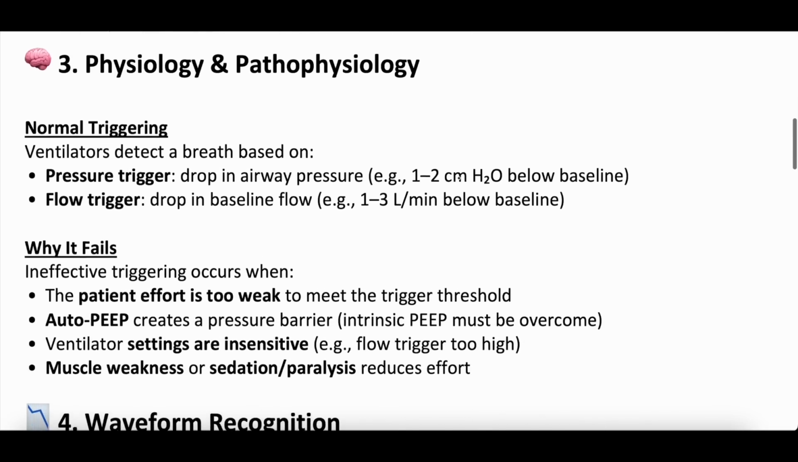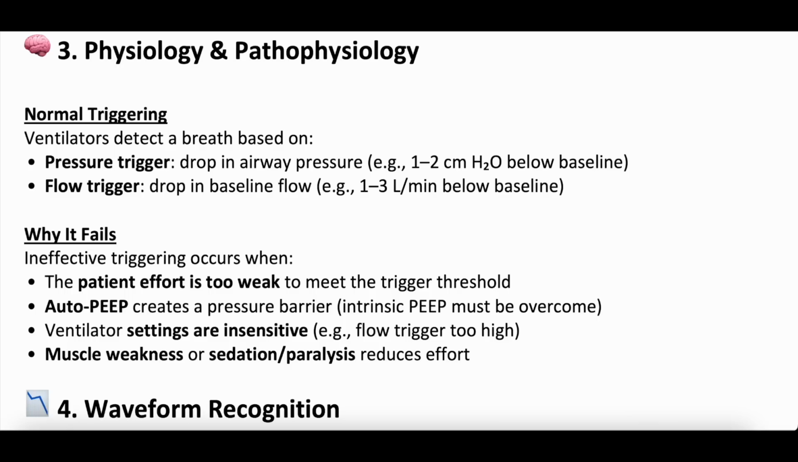So, physiology and pathophysiology of this. Well, normal triggering, as we said, ventilators detect a breath based on a couple different things. One of those can be a pressure trigger, and one can be a flow trigger. You set this on the ventilator. The pressure trigger is when there's a drop in airway pressure, usually 1 to 2 centimeters below the baseline. Again, this is set on the ventilator because you have a patient who's got an endotracheal tube in their mouth, into their trachea, attached to the ventilator. So this is a closed circuit.